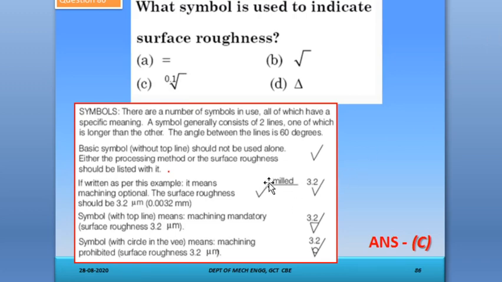Here, above the horizontal line, "milled" means the machining operation is a milling operation, and 3.2 is the Ra value. It means machining is mandatory with a surface roughness value of 3.2 micrometer. The symbol with the circle indicates that machining is not done. The roughness is formed by processes other than machining, like a pressing operation.